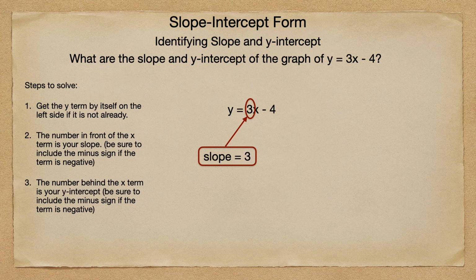The number behind the x term is our y-intercept. Be sure to include the minus sign if the term is negative. Here the term is negative, so our y-intercept is negative 4.